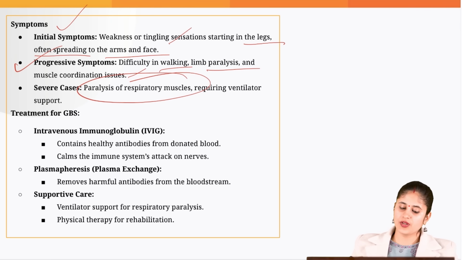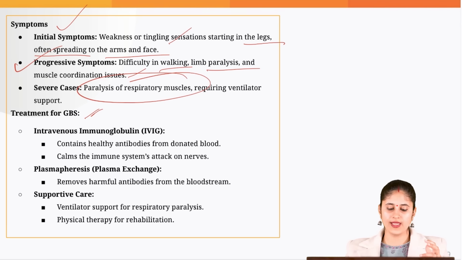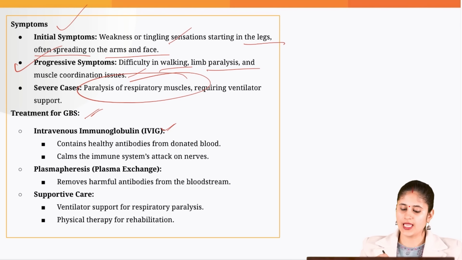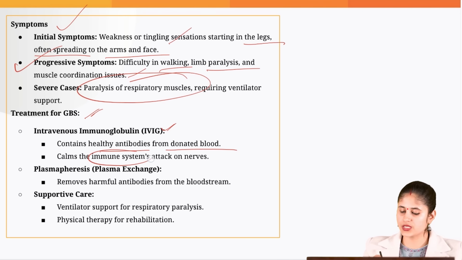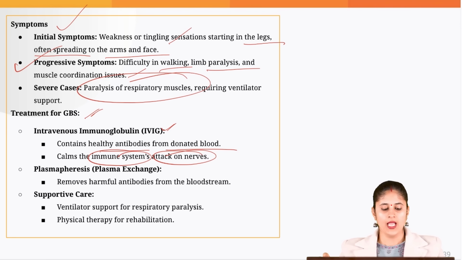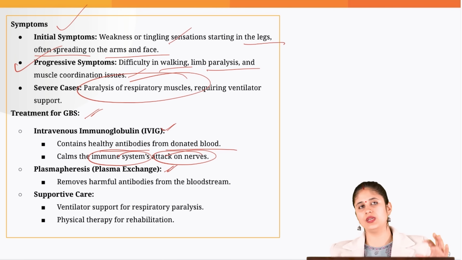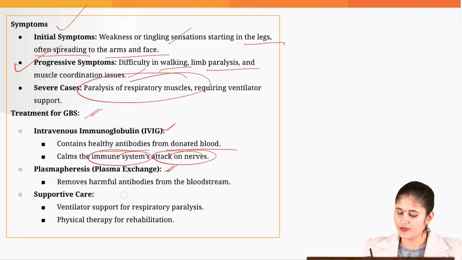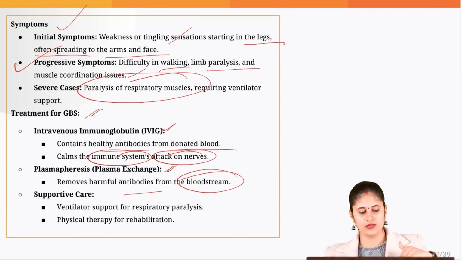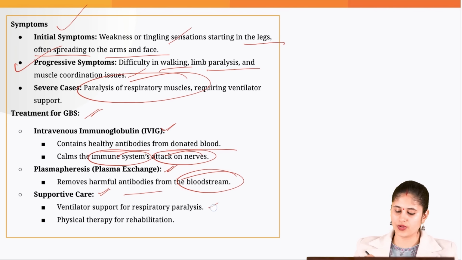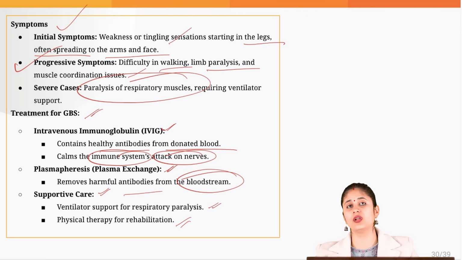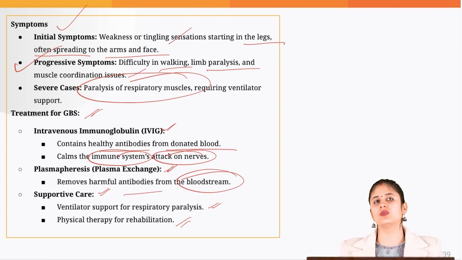When it comes to the treatment of this particular syndrome, we have intravenous immunoglobulin, which contains healthy antibodies from donated blood, and it calms the immune system's attack on the peripheral nerves. Then we have plasma exchange, where we remove the harmful antibodies from the bloodstream by infusing new plasma. Then supportive care: ventilator support for respiratory paralysis and physical therapy for rehabilitation. That's all that we need to know with respect to this particular topic. Let's move on to the next one.